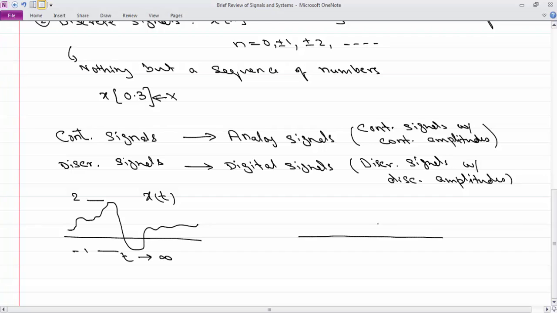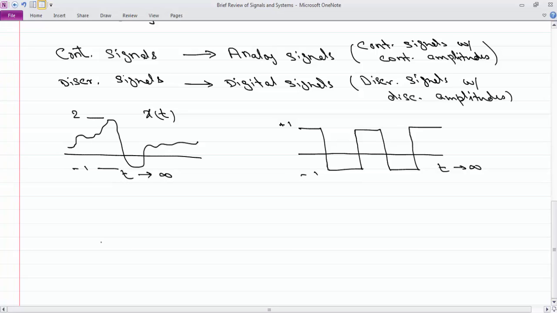You could also have this signal. Okay. This is again t going to infinity. Let's say this is plus 1 and this is minus 1. Strictly speaking, this is a continuous signal but not an analog signal. Why? Because it's defined on all possible values of t, but the amplitude is only taking two values. It's taking either minus 1 or 1. Right? So a little bit of a distinction.